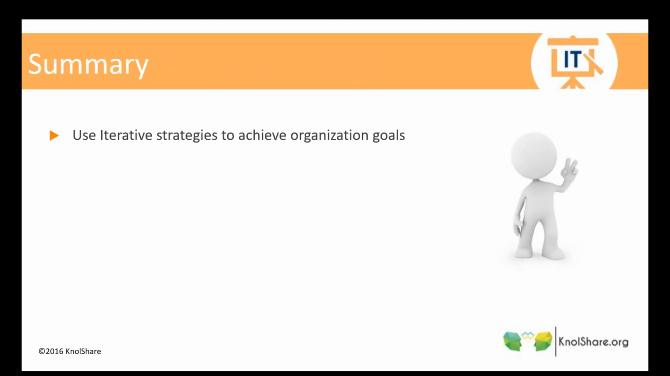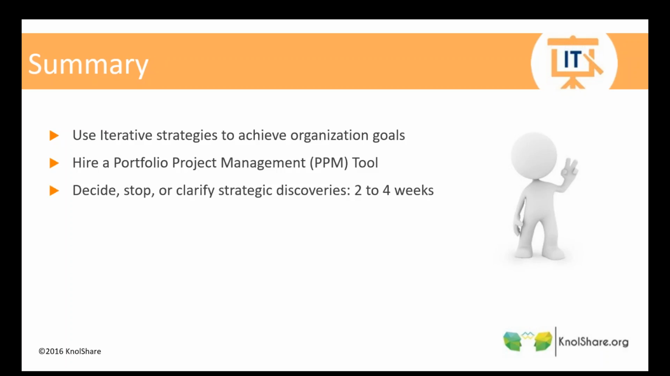So let's summarize. I would like to say that we should use iterative strategies to achieve organizational goals. Hire a portfolio project management tool, right? Hire that tool to get the job done of sharing information. Make the decision. So we want to decide to fund, stop, or clarify strategic discoveries using a 2 to 4 week type of sprint, such that we have more opportunities for dialogue and more opportunities to make decisions.